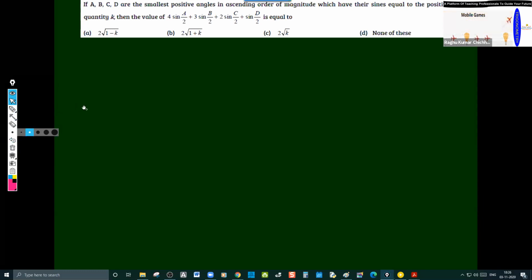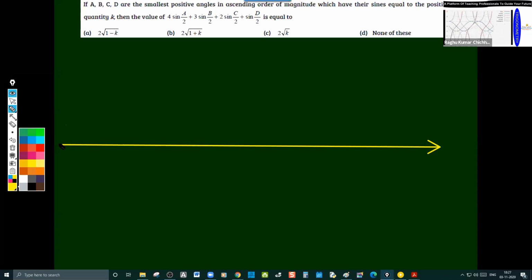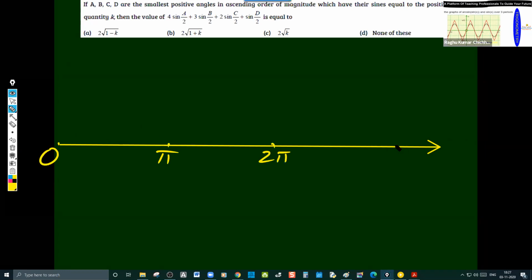See, what I'm saying, how this can be understood through the graph is very interesting. So see this carefully. I'll take the graph of sine x starting from 0. Let me write pi, 2 pi, 3 pi, 4 pi. Up to 3 pi is sufficient for us. This is pi, and this is 2 pi, and this is 3 pi, and next, 4 pi.